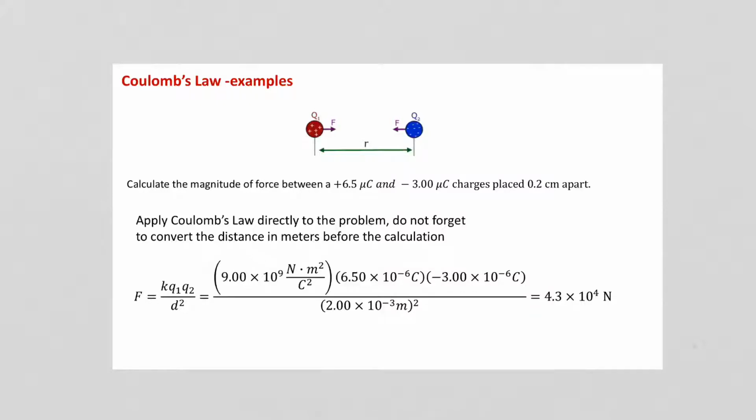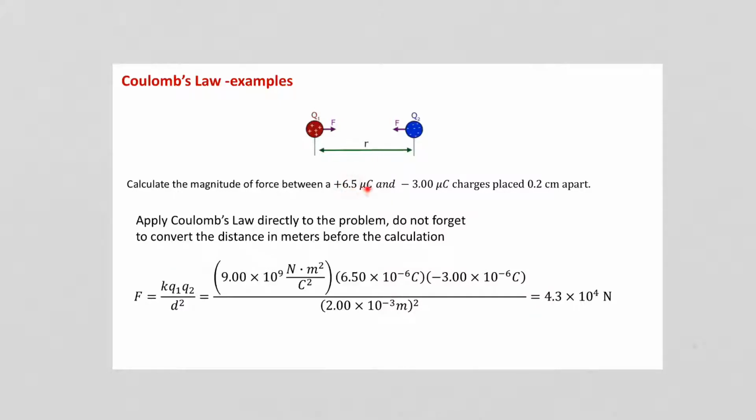So here is the formula for the force between the charges. The constant K, the electric constant K, times the charge of the first object times the charge of the second object divided by the distance to the second power. The constant is 9 times 10 to the 9th newton meter square per coulomb square. And then I must multiply the two charges.